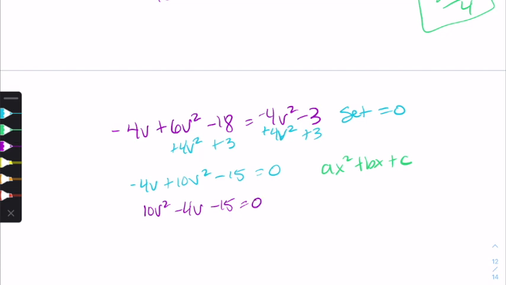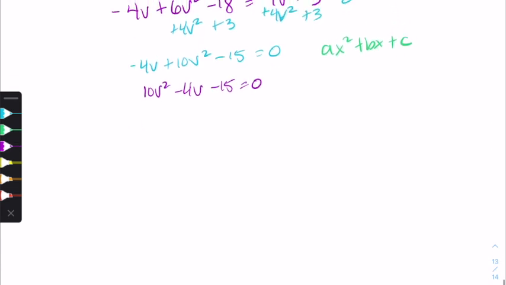So please make sure, you don't have to rewrite it, but if you're getting your a, b, and c values, make sure that your a comes from the v squared. So the 10 is the a, and the b comes from the v, which is the negative 4. And then the constant, or the one without a variable, is the c. Right? So then we know a, b, c.